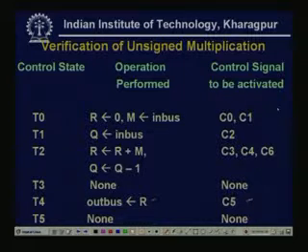So, from the state diagram we get this information that these are the control states, and then I have to get the control signals to be activated, means these control signals should be high, and when these control signals are high, then these operations should be performed. So, we get this information.